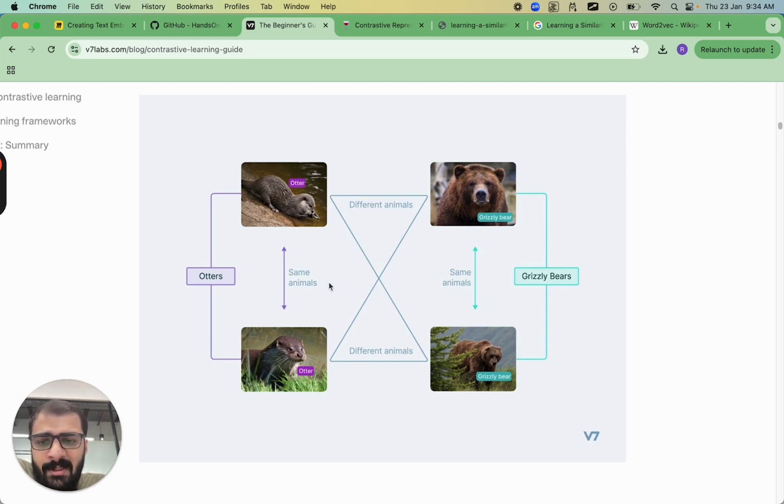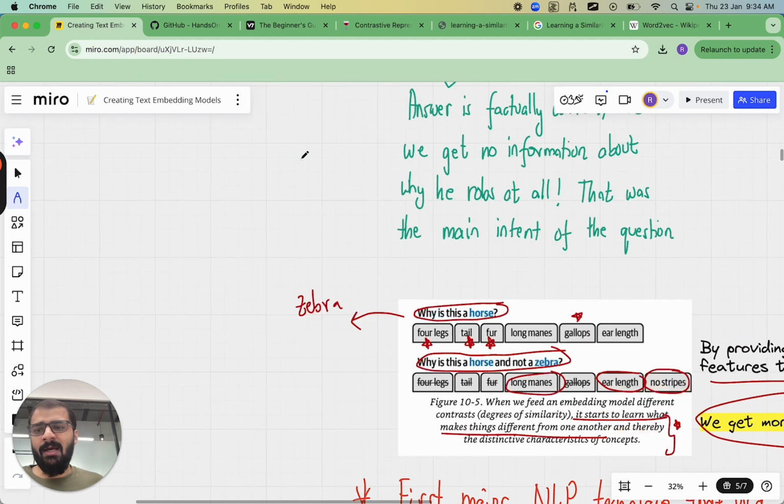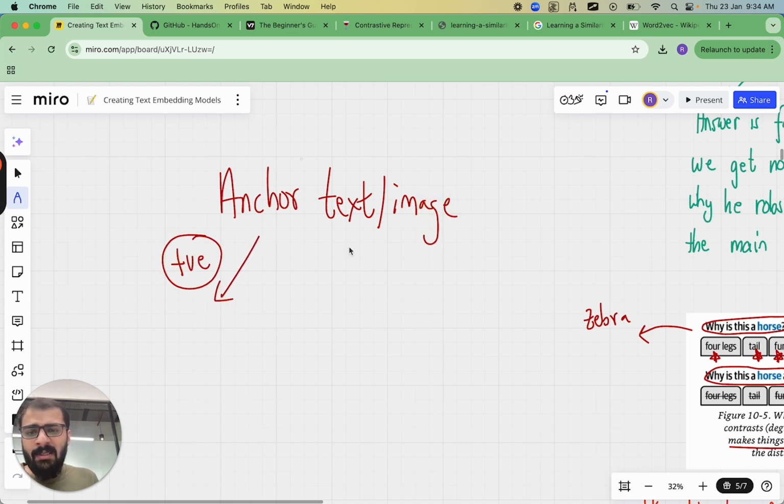Okay, so now when you do contrastive learning, you have understood the objective, right? Now let's talk a bit about the loss function. When you do contrastive learning, you have something called an anchor text or image, and with respect to this anchor, you have positive examples and you have negative examples.